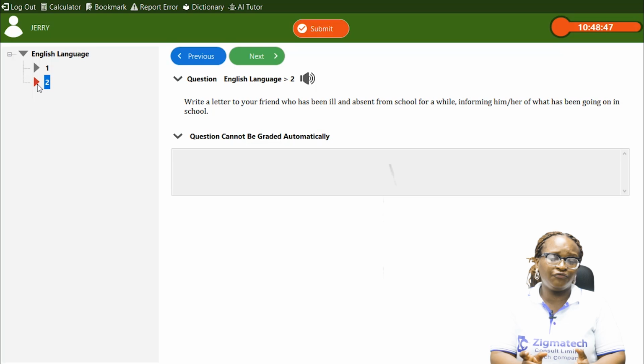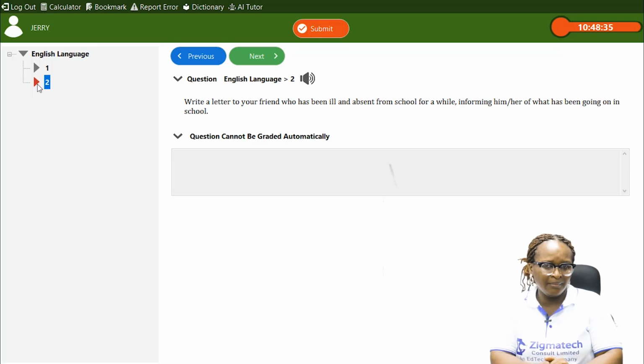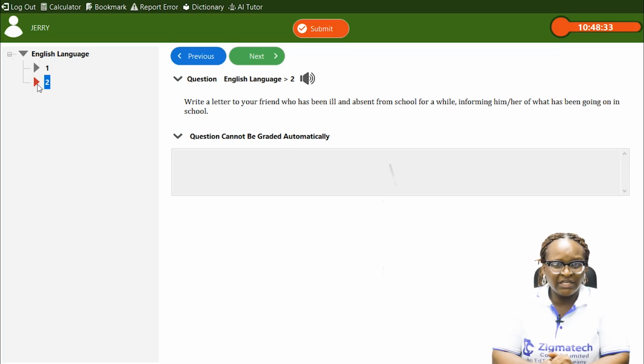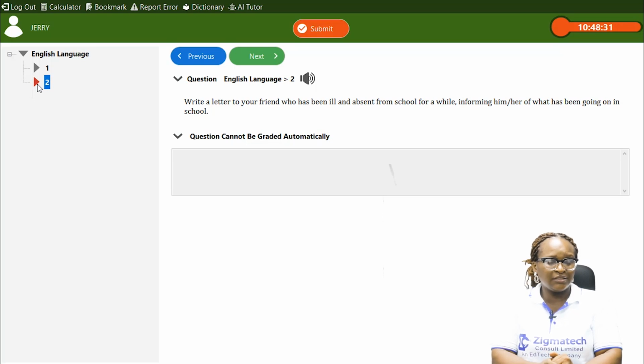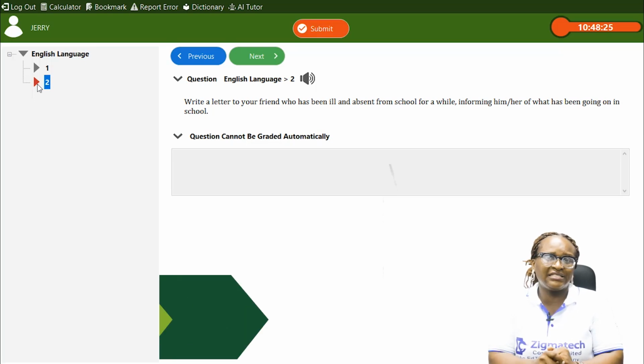Now, what are the features of a formal letter? A formal letter has two addresses, the address of the writer and that of the receiver. A formal letter has salutation, which is strictly sir, dear sir, or madam. If you are sure of the gender of the person you're writing to, you write dear sir if the gender is masculine, and if the gender is feminine, write dear madam.